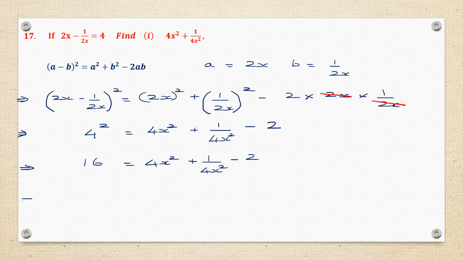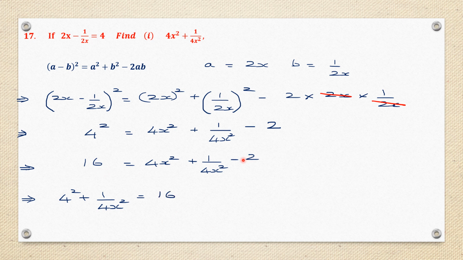So now, because I need to find this, I'm going to bring this to the left hand side. So that is 4x square plus 1 by 4x square. I have just changed the sides. I have not changed from left hand side to right hand side. I've just rearranged it just to make my work easier. Now on the other side of the equal to sign, we have 16. We leave it as it is.